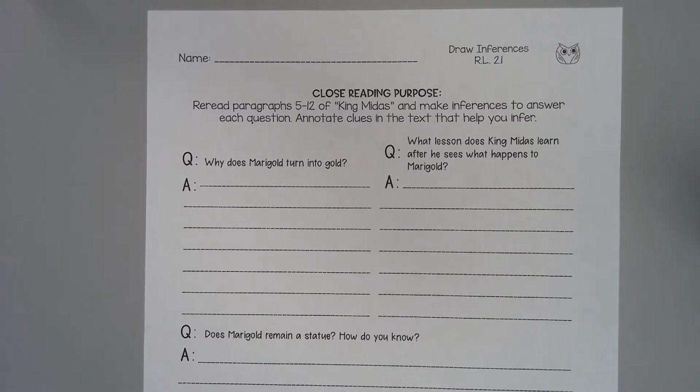This story can be found on pages 10 to 13. Today's worksheet is on drawing inferences. Our directions read, reread paragraphs 5 to 12 of King Midas and make inferences to answer each question. Annotate clues in the text that help you infer. So looking at our story, we can read our paragraphs to help us.